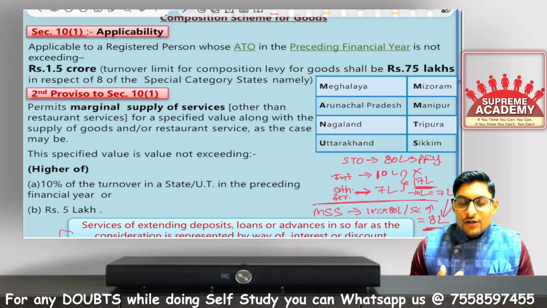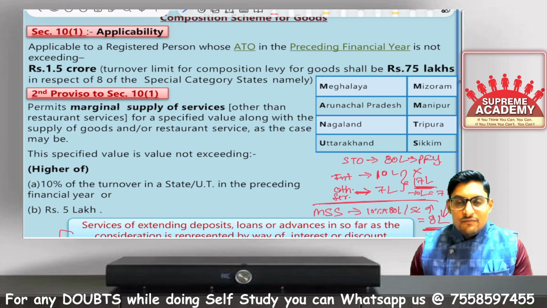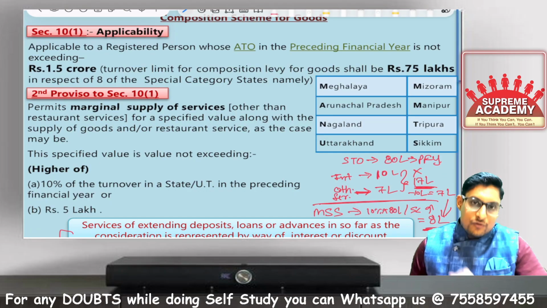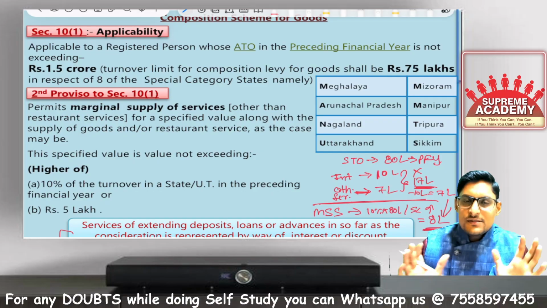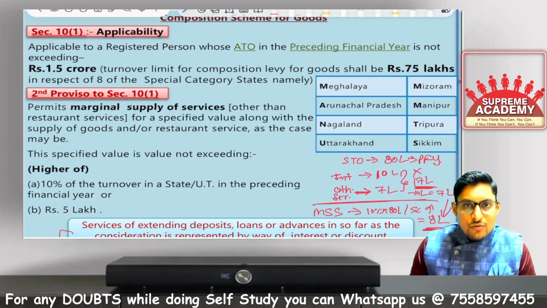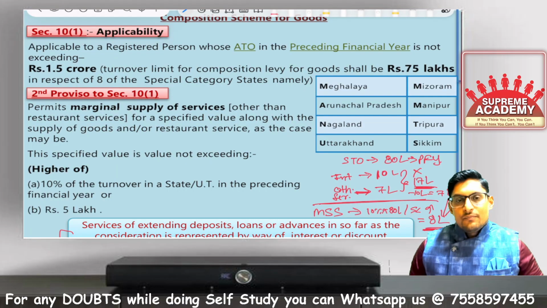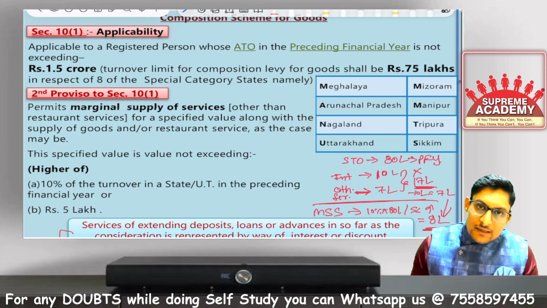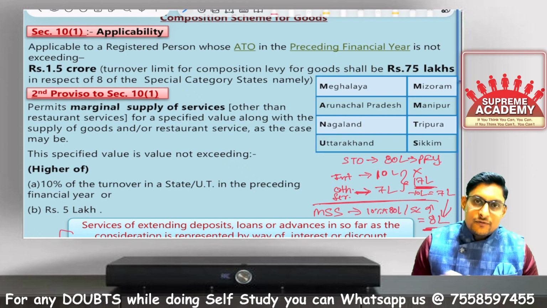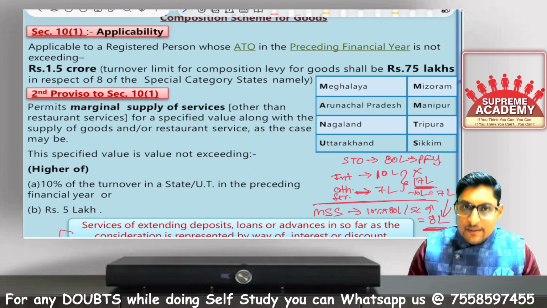Either it may be 1% of the whole supply. The supply of service is 1% of the whole supply. You will supply service also along with supply of goods. In every nature of business, you will do this. Now, when we are talking about composition of goods, there should be a supply of goods. But then also we are allowing you some marginal supply of service. Yes, you can supply service, but up to a specified limit.